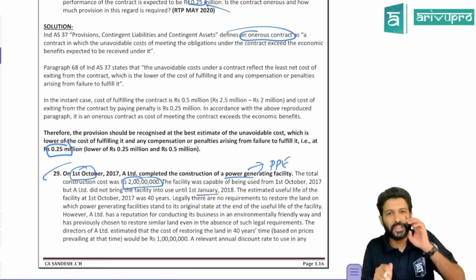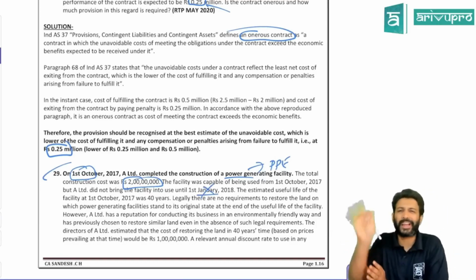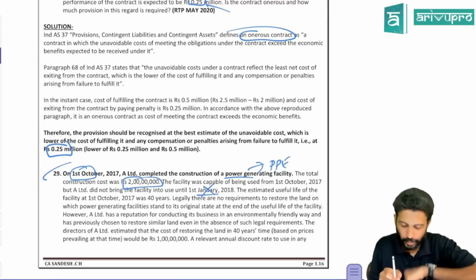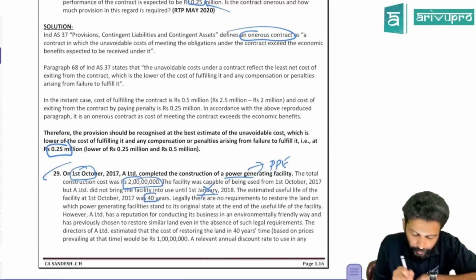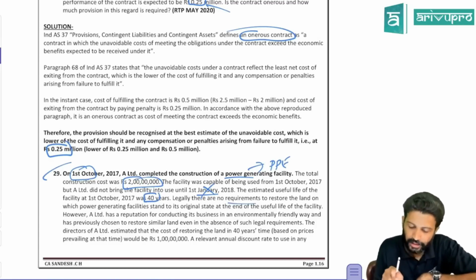We charge depreciation from the day it is available for use. Whether it is put to use is relevant for income tax. We don't worry about put to use in accounts. So 1st January is irrelevant for us. Useful life of the factory was 40 years. Legally, there was no requirement to restore the land on which the power generating facilities stand to its original state at the end of the useful life.